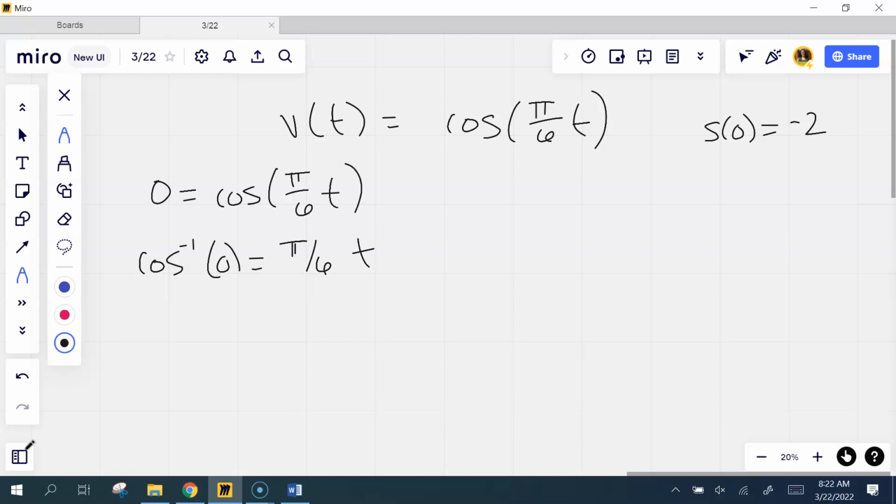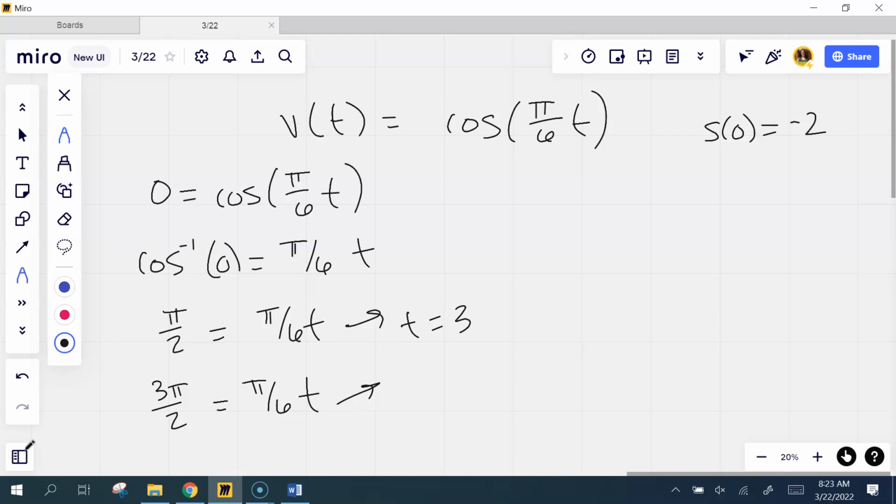All right, so where is cosine 0? And I'm between 0 and 12. Pi over 2, and 3 pi over 2. I don't go any further because my interval is from 0 to 12. All right, so this tells me, if I multiplied by the reciprocal, I would get t equals 3. And this one, I'm cheating using my paper, I already found them all, 9. So I came over here and I said from 0 to 12, I have 2 places where it's 0, that's 3 and 9.